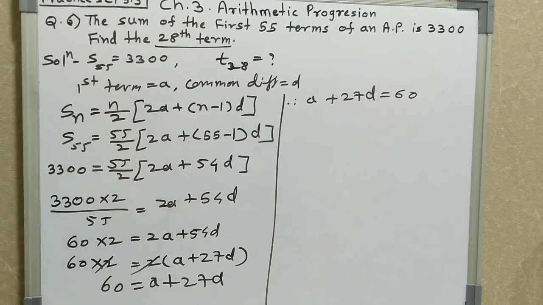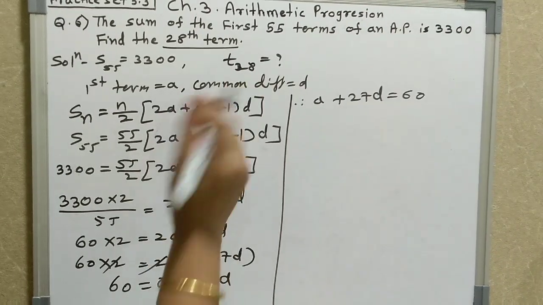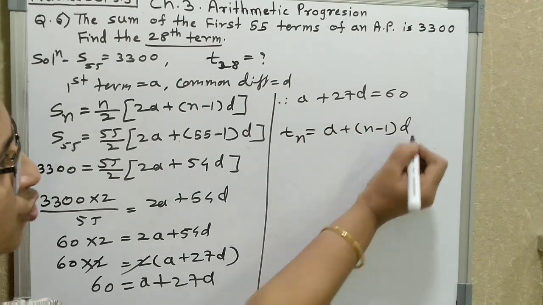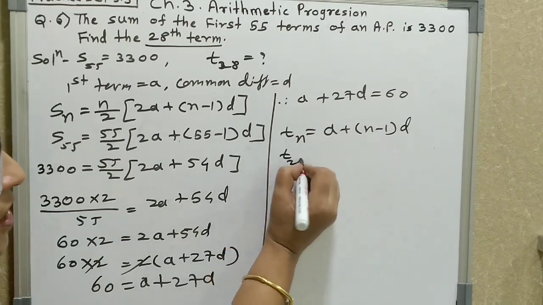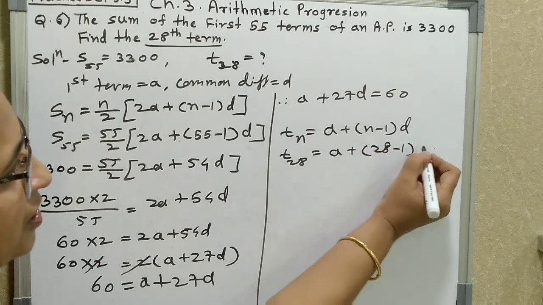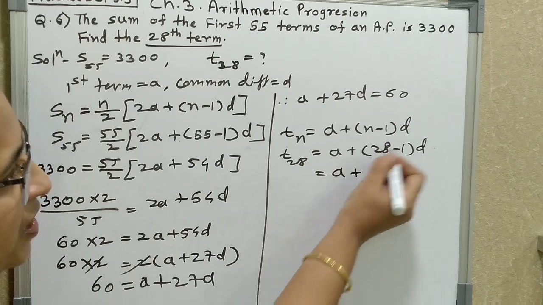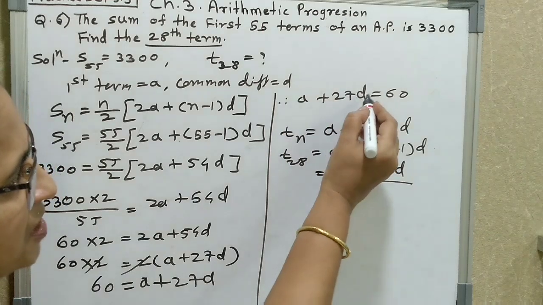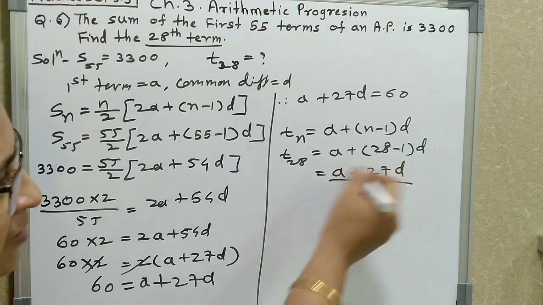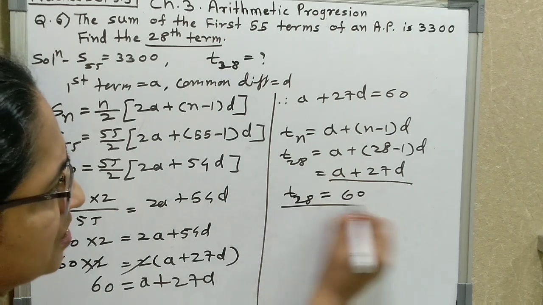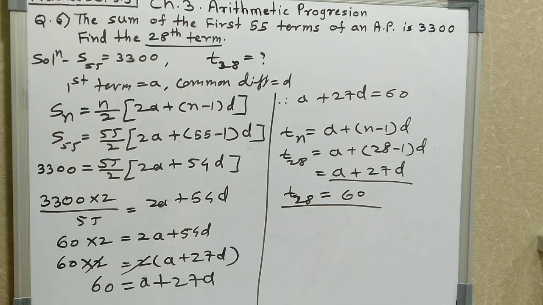Then we use the Tn formula, the nth term of an AP, to find T28. Tn is a plus n minus 1 into d. So for T28, we write a plus 28 minus 1, which is 27d. Again see here, a plus 27d is equal to 60. So put that value in this nth term formula. So T28 is equal to 60. This is our 28th term.